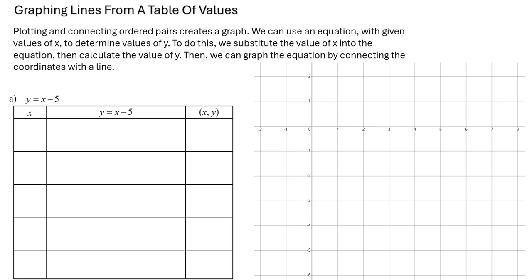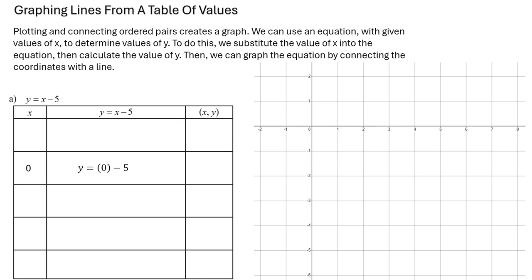In today's lesson, we're going to use an equation to plot the points on a graph. We're going to start with a table of values, and we'll select the value of 0 for x. And now what we're going to do is take that value of x, 0, and plug it into the equation, y equals x minus 5.